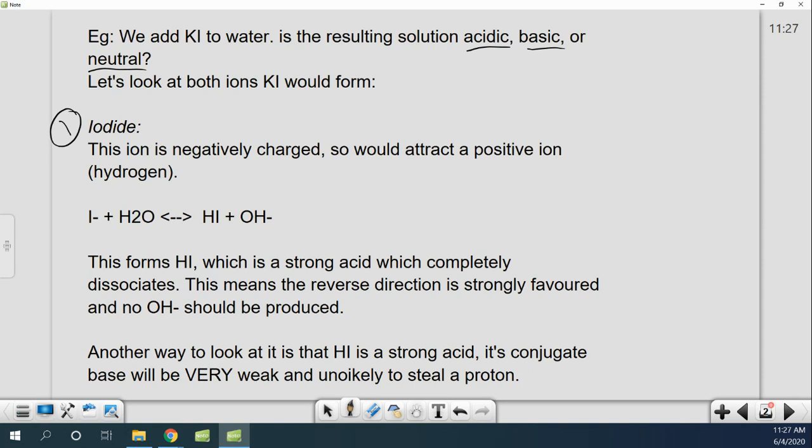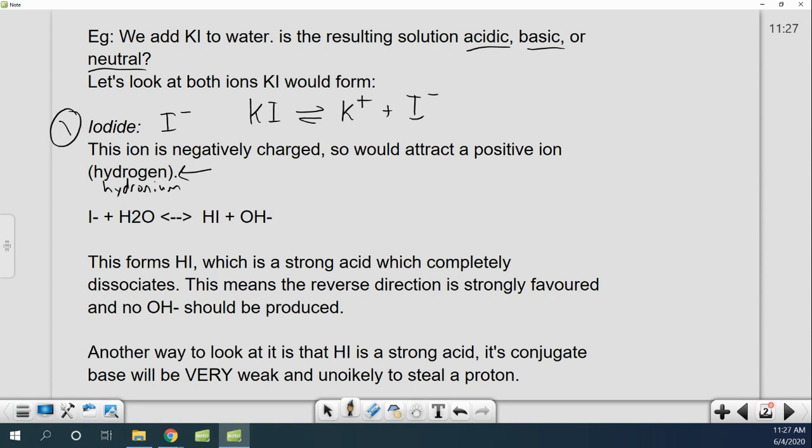So what you have to do is look at both ions that KI would form. So here's ion number 1, just the iodide ion, right? You got I minus. So when I put KI in water, I can either get K plus or I can get I minus. I'm going to look at them both. But let's start with I minus. Doesn't really matter which one you start with. Now, this ion is negatively charged, which means it's going to attract something positive, which in our case is not hydrogen. Oops. Hydronium.